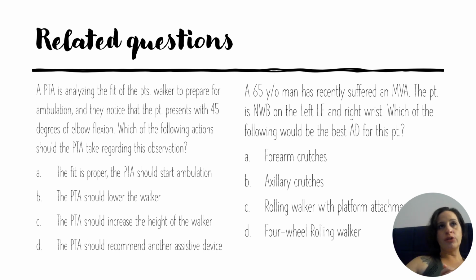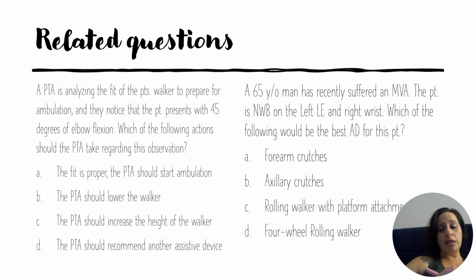But then you have to know what it means to have that much flexion. Is it taller or shorter? That means it's taller, which means that we have to lower the walker. Okay, so the answer is B. There's two options that are opposing, right? Lower or higher. So if you can figure out one of those, then you can automatically rule out the other one. So if it's lower, then it's not going to be higher, right?